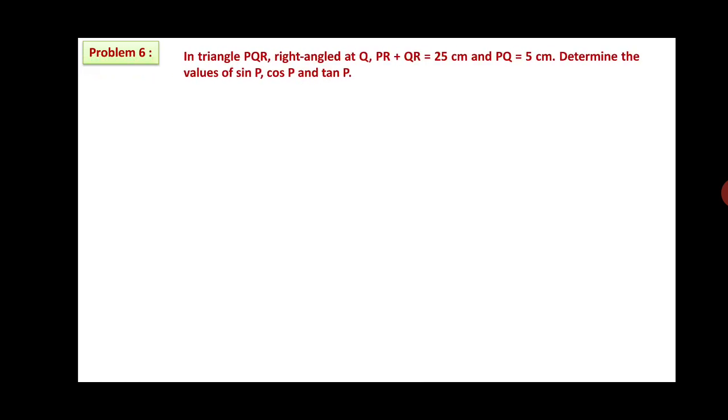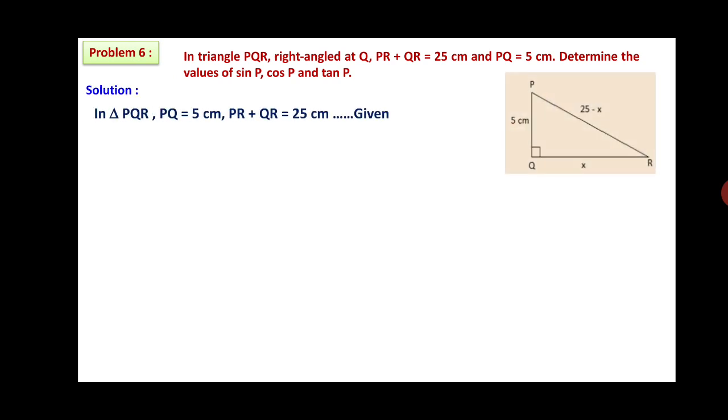In triangle PQR, right angle at Q, PR plus QR is 25 and PQ is 5. Then determine the values of sin P, cos P and tan P. Friends, you can see here that in the triangle PQR, PQ is 5, yes. Then PR plus QR is 25, given. Let QR is equal to X, then PR is equal to 25 minus QR, that is 25 minus X.